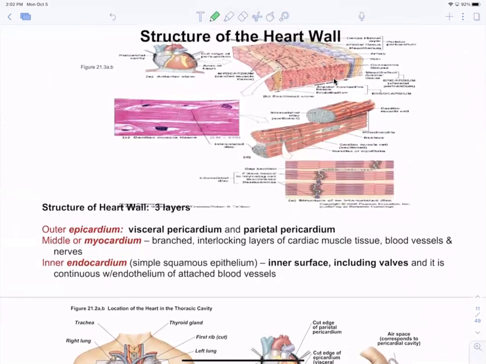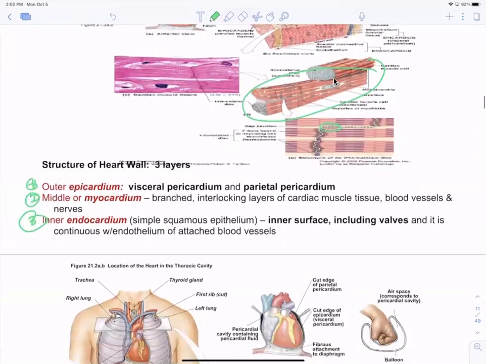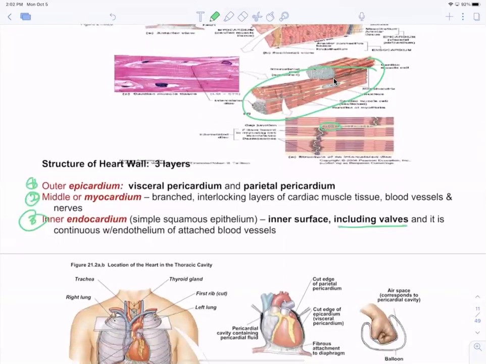Again, myocardium are these interlocked branched muscle fibers. There's actin and myosin and sarcomeres, but they have these gap junctions that allow for the electrical impulse to flow from one muscle cell to the next. So the whole heart acts as one giant muscle or muscle fiber or muscle cell. So again, you got the outer epicardium, then you got the myocardium, and then you have the endocardium, which includes, again, the valves.